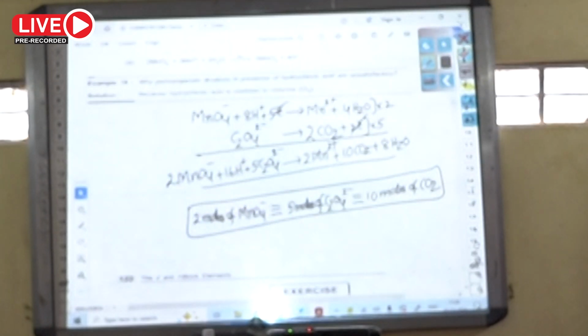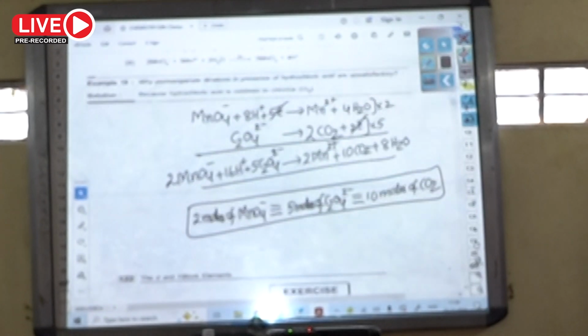They will ask you how much oxalic acid is oxidized by 1 mole of permanganate in acidic medium. 2 moles are oxidizing 5 moles, so 1 mole oxidizes 2.5 moles. Very simple, no need of writing the equation. This line will help you to solve many questions. That's why this equation is having specific importance. That's why I wrote it in a big way.